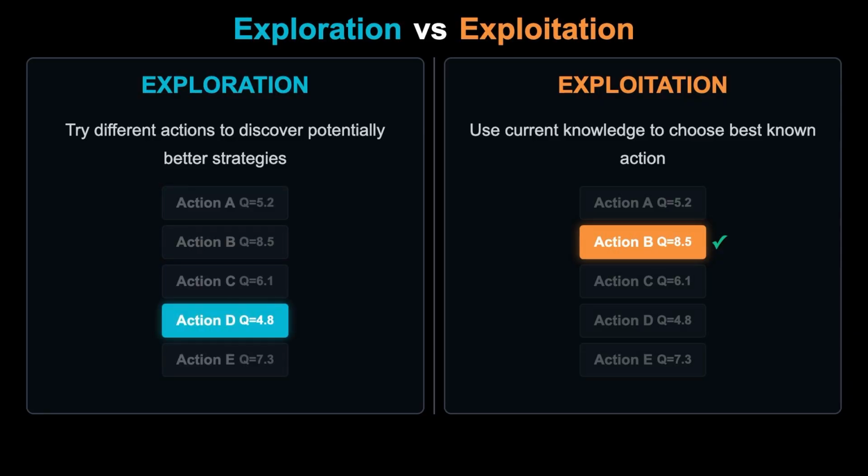Exploitation means choosing the action with the highest current Q value. Exploration means trying other actions to see if they might be better. If we always exploit, we might never discover superior strategies. If we always explore randomly, we never benefit from what we've learned.